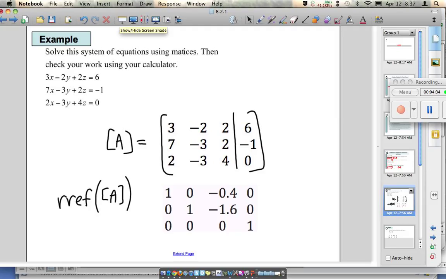So when we get a reduced row echelon form that looks like this, we see the contradiction in the bottom line that says 0 equals 1, which is never true. So we say that there's no solution to this system. And we can call the problem done.